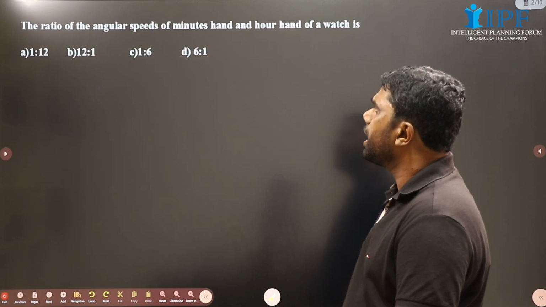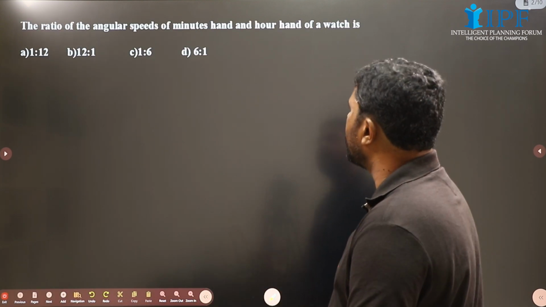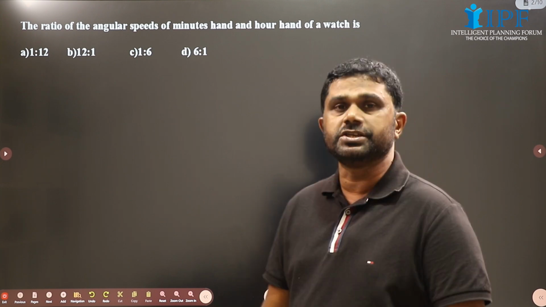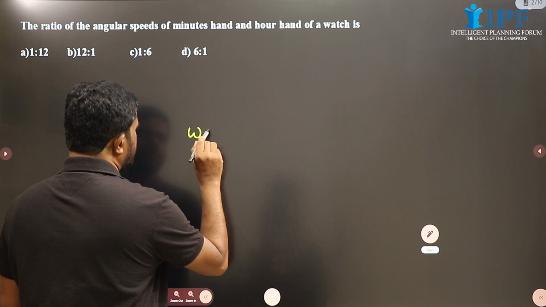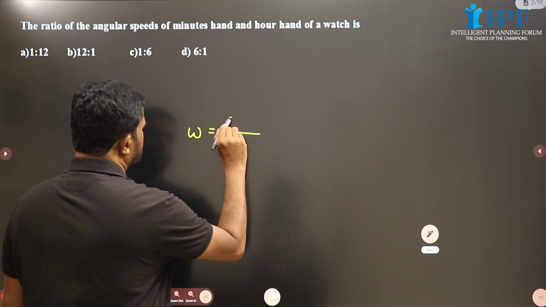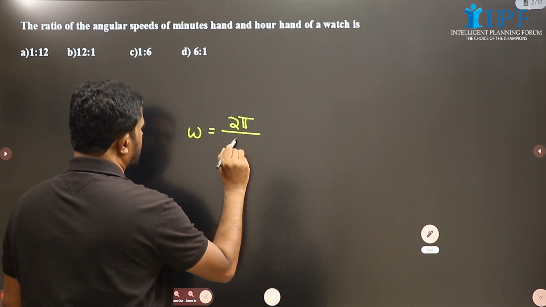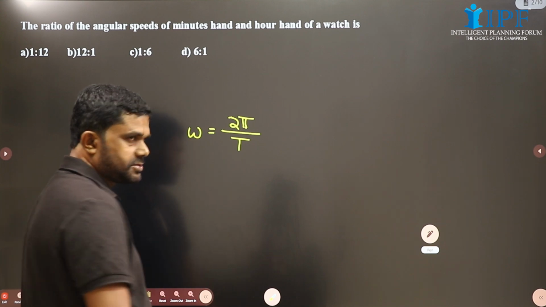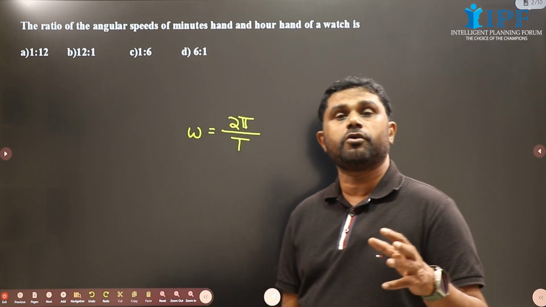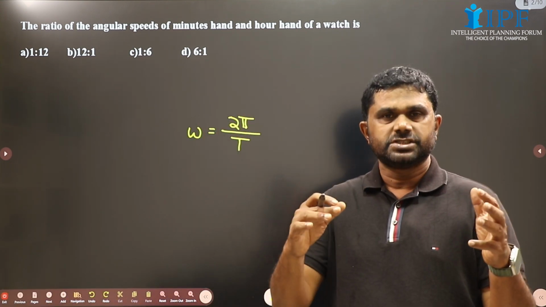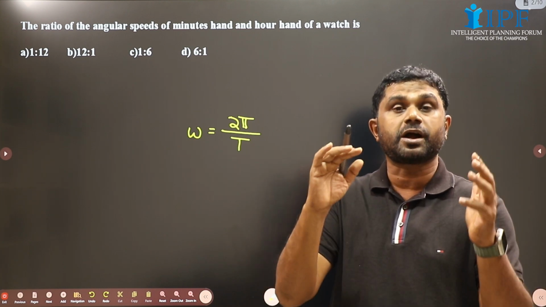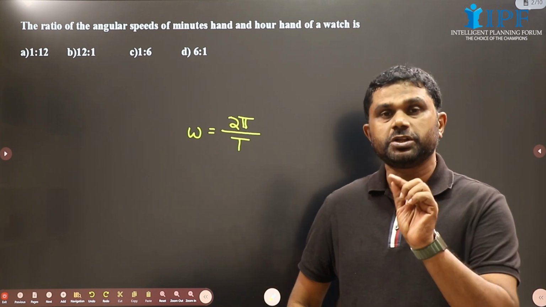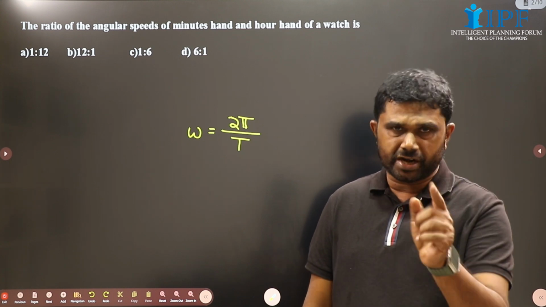See, the ratio of the angular speed of the minute hand and hour hand of a watch is. What's the expression for angular speed? Angular speed omega is equal to 2 pi over capital T, where T is the period. What is the period of minute hands? Minute hand takes 1 hour for one complete rotation. So the period of minute hand is 1 hour.